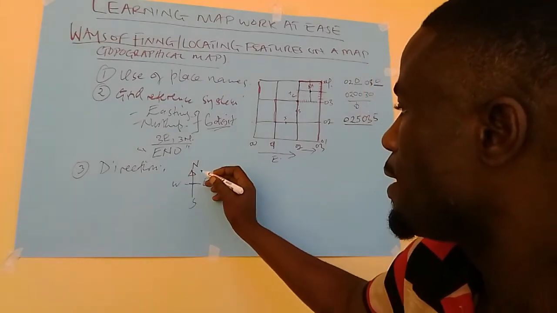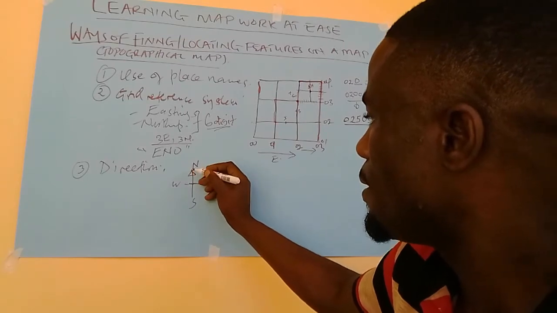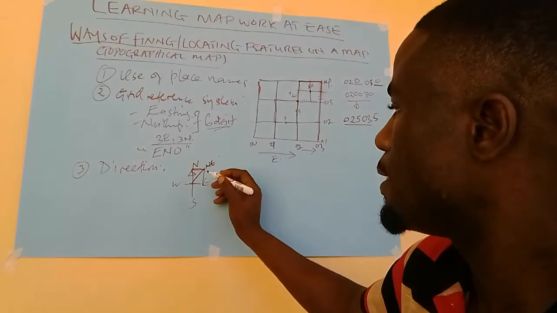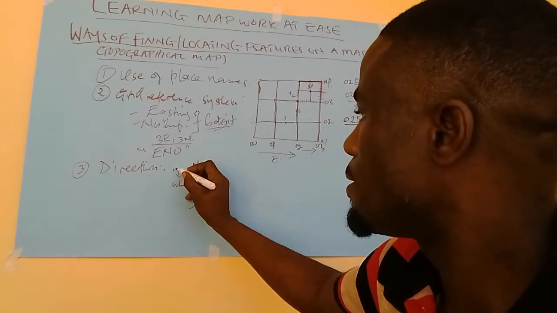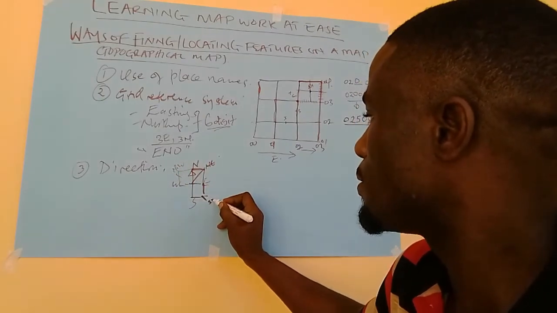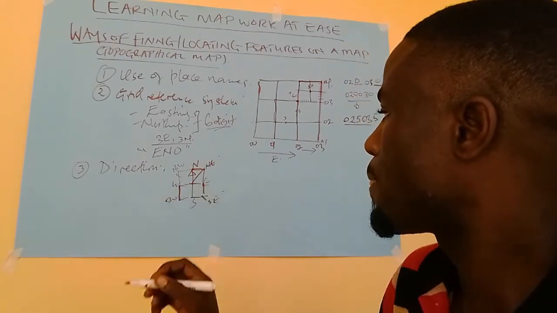You just check in which quadrant the object is. If it is here, this is northeast. If it is in this one, this is northwest. If it is in this one, this is southeast. If it is in this one, this is southwest.